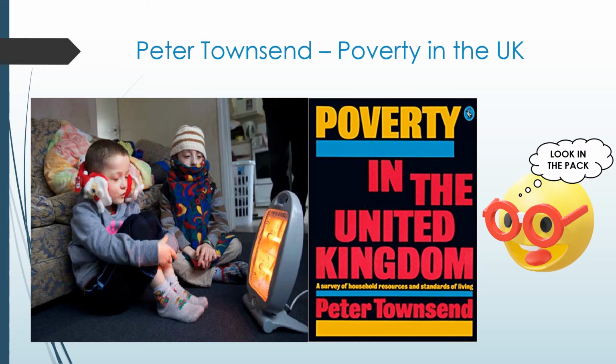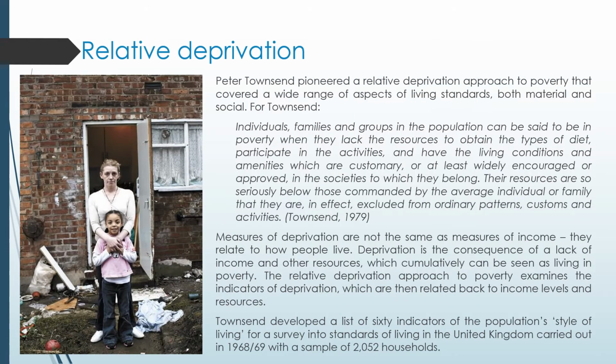One such example of this I want to talk about is Peter Townsend's Poverty in the UK. And this is in your pack, and you've got a full description. But ultimately, the study highlighted that there was a significant level of poverty in the UK, directly and indirectly caused by social policies of the time. So basically, Townsend pioneered this research into relative deprivation. And he said that living standards in the UK were worth studying. He looked at material and social changes.